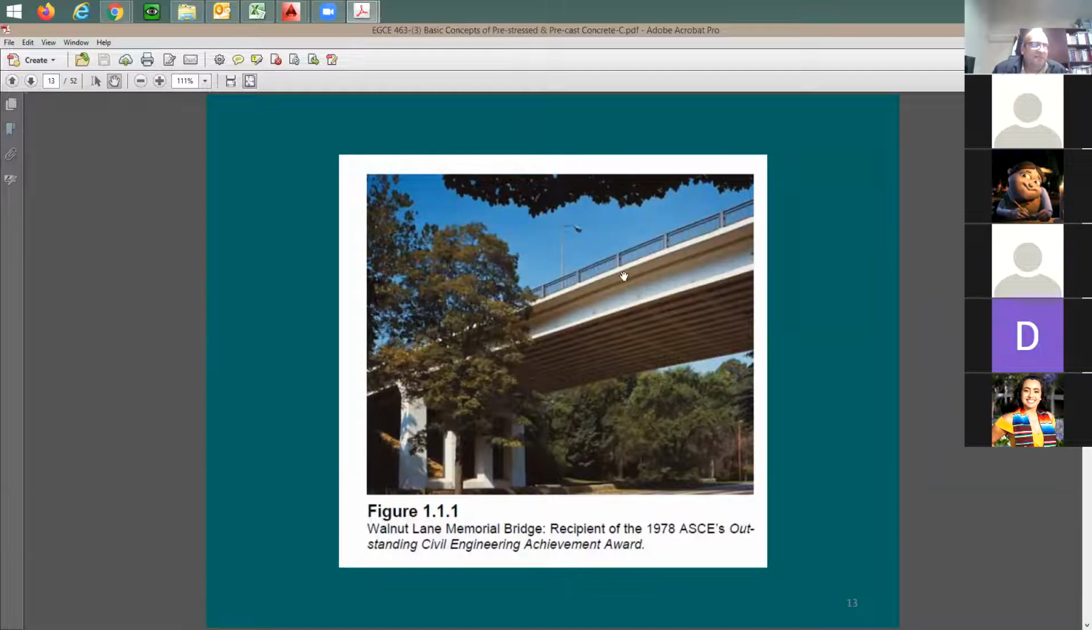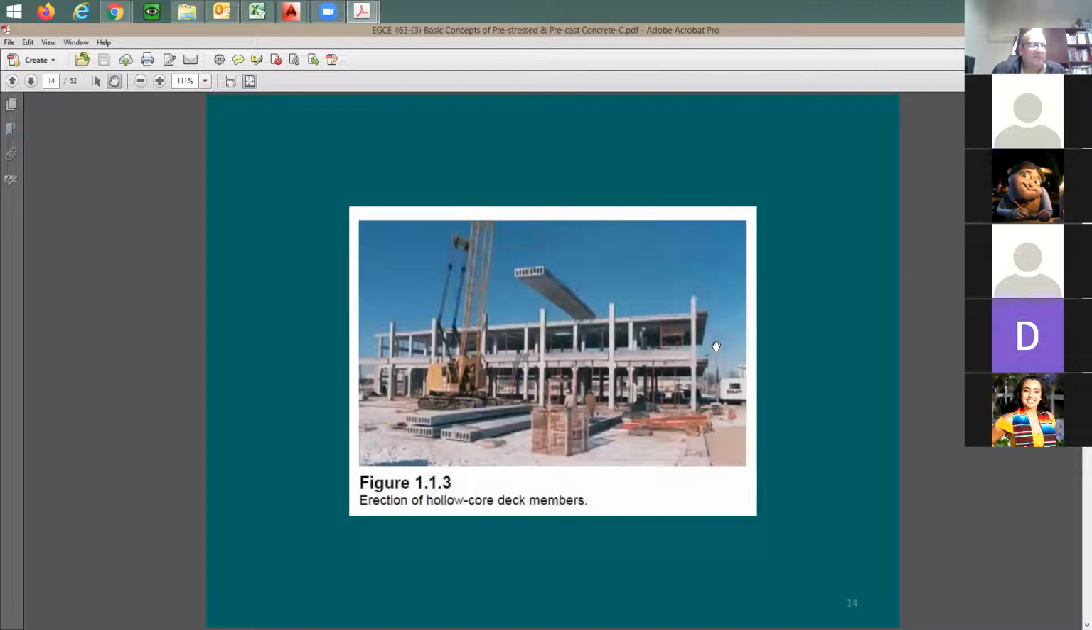Important features in key bridges that maybe you'd like to know about: this is the Walnut Lane Memorial Bridge, very important. It received some award and is a good picture. I'm sure that now you see lots of bridges like this, but you're talking about 1978, so back then it was like, wow. But now it's not really, because you have lots of other pre-stressed bridges.